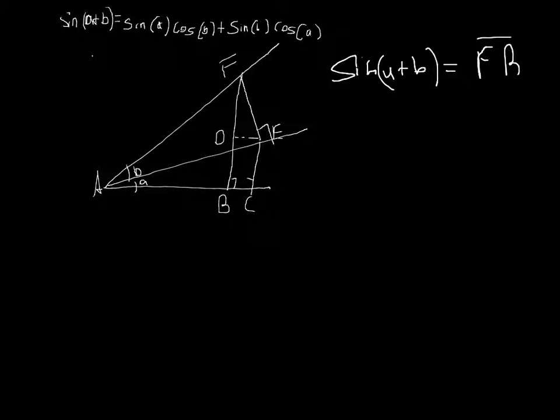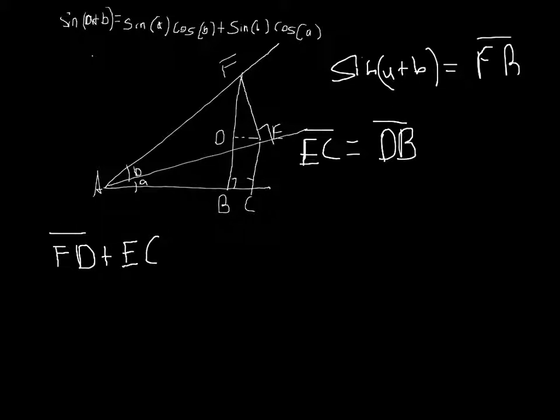So, something that's really cool is that EC is equal to FD, because they're parallel lines, and it's a square, or it's a rectangle. And so once we know that, we can say that FD plus EC is going to equal sine A plus B.